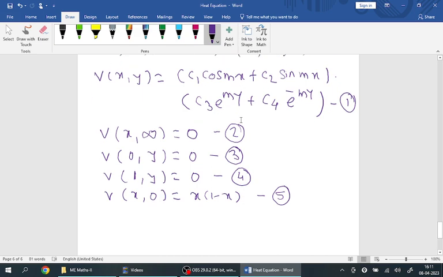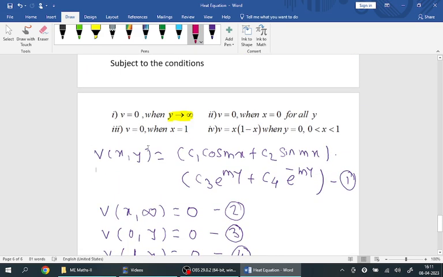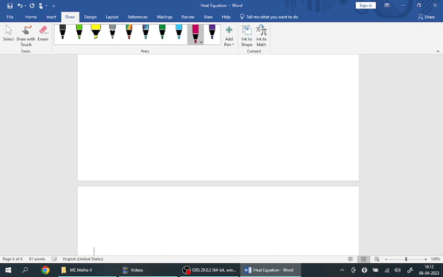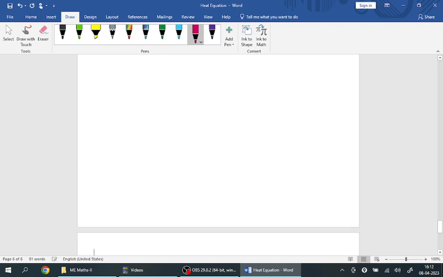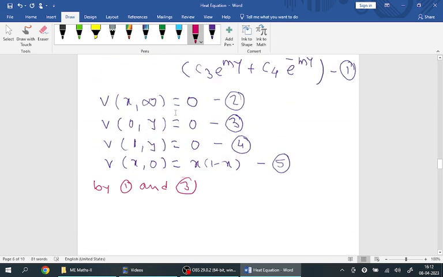So by equation 1 and condition 3, before this, let me take some space here because later on it is difficult to add space there. Sorry, my mistake. Okay, that is enough space now to solve this problem.